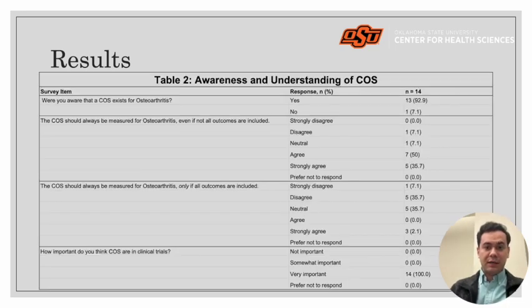Respondents that indicated familiarity with core outcome sets were then asked whether or not they were aware that a core outcome set existed specifically for osteoarthritis. 13 out of the 14 said yes, or 92.9%, and 1 out of 14 said no, or 7.1%.